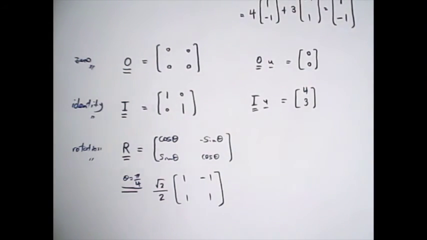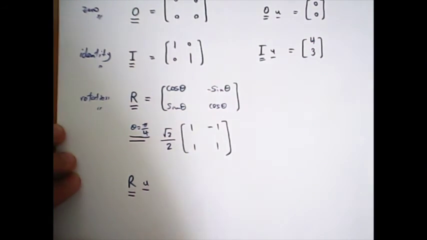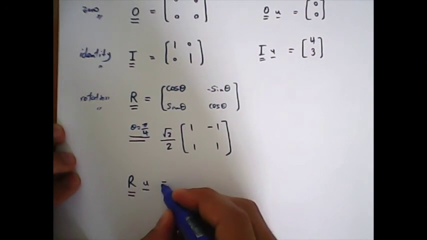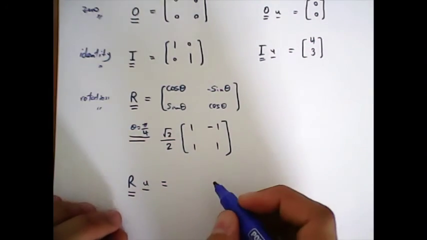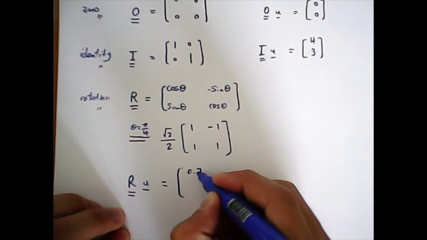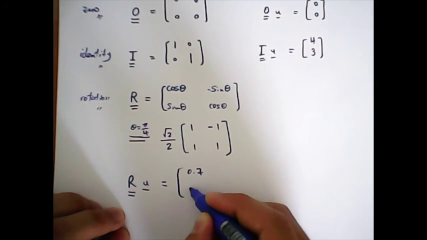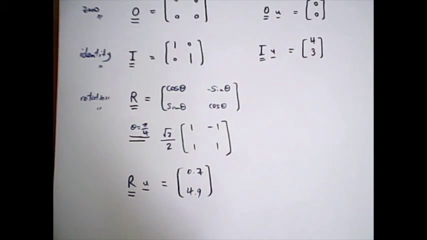Now let's see what happens if you operate R on a vector. Let me do it right now. Let me write R times U. Let's see what the value would become. I wouldn't write down everything. You can do it yourself. I'll just write the answer straight away. The answer would be 0.7 and 4.9 down here.